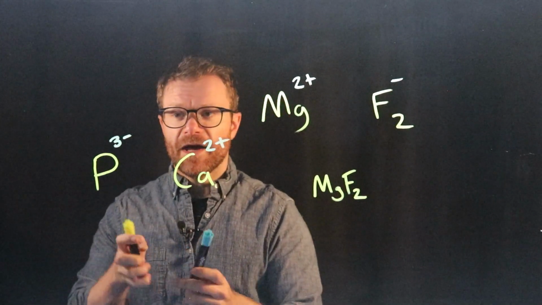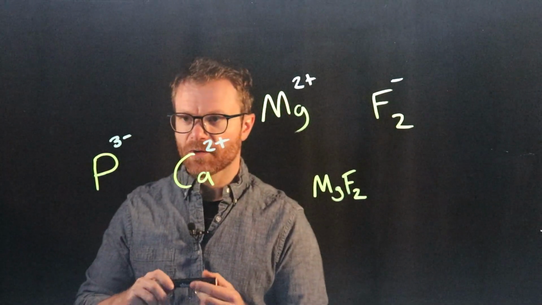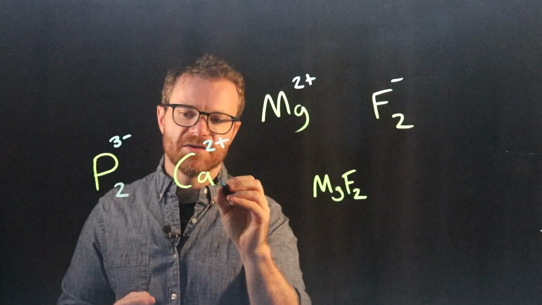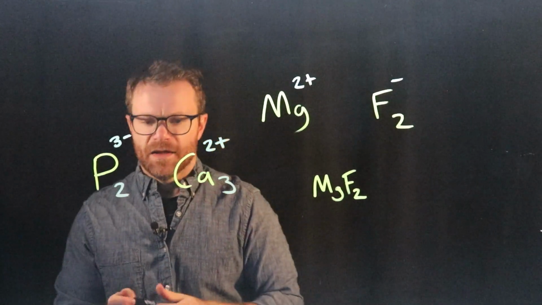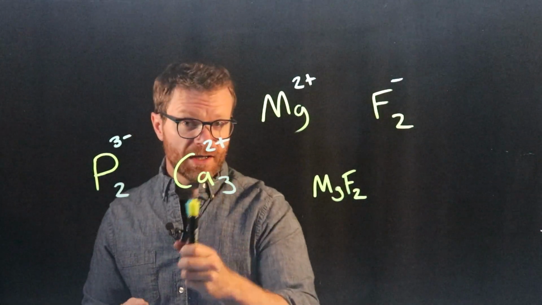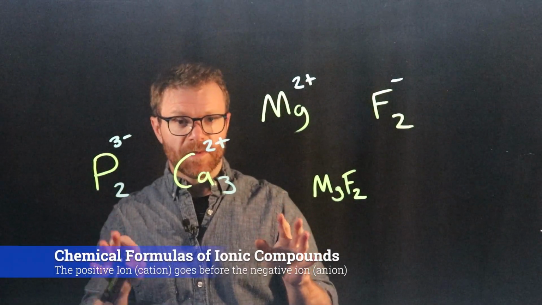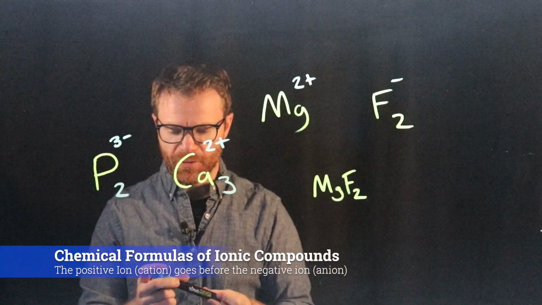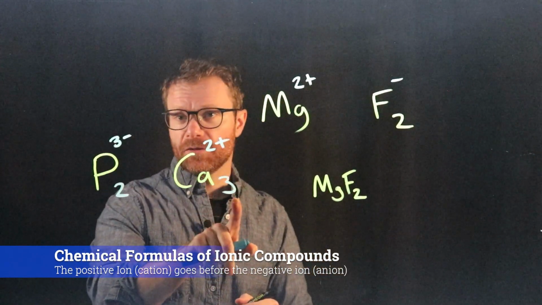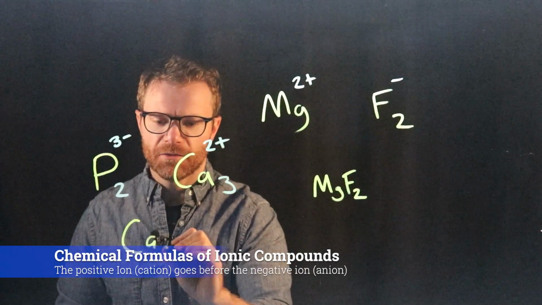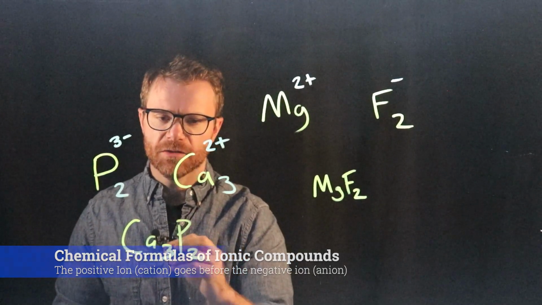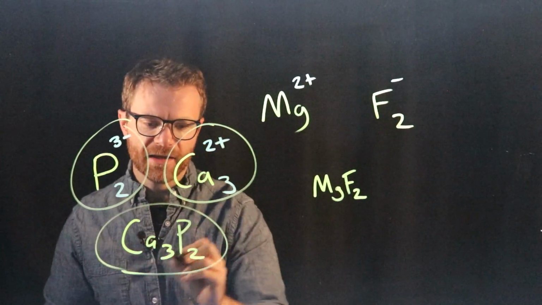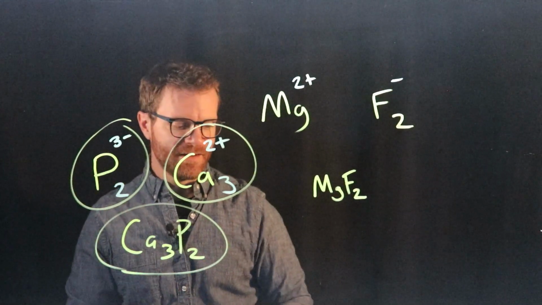The smallest common factor of 3 and 2 is 6, so we're going to need 2 -3s to get -6, and 3 +2s to get +6. And so we end up with 2 phosphoruses and 3 calciums. Now, remember, the positively charged thing, the calcium, the cation, always goes first in the chemical formula. So it's not going to be P2Ca3, it's going to be Ca3P2. Cation first and then the anion to make calcium phosphide.